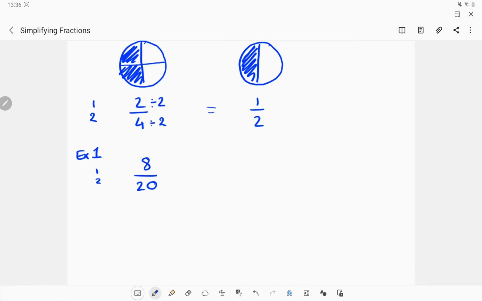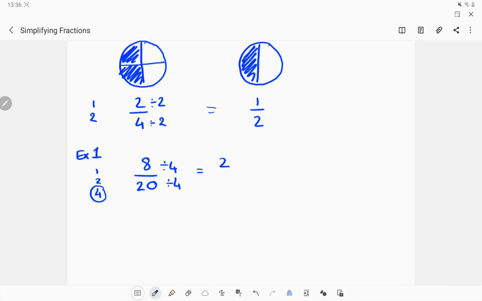They're both in the 2 times table. They're not in the 3 times table. They are in the 4 times table. They're not in the 5. They're not in the 6. They're not in the 7. Now, 8's in the 8 times table. 20 is not. So we look at our little list and we see that the biggest number we could find was 4. So we're going to divide by 4, divide by 4.